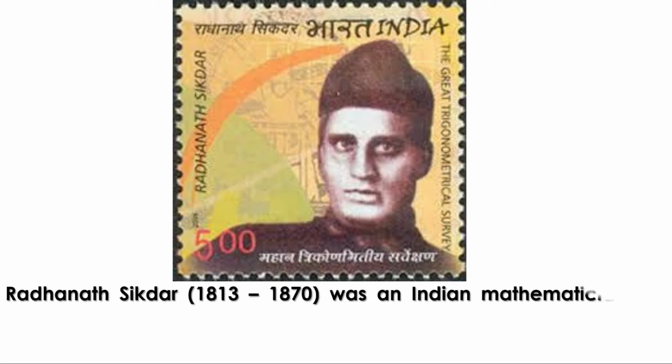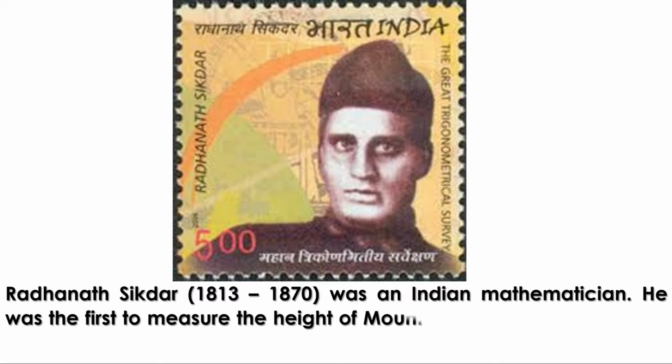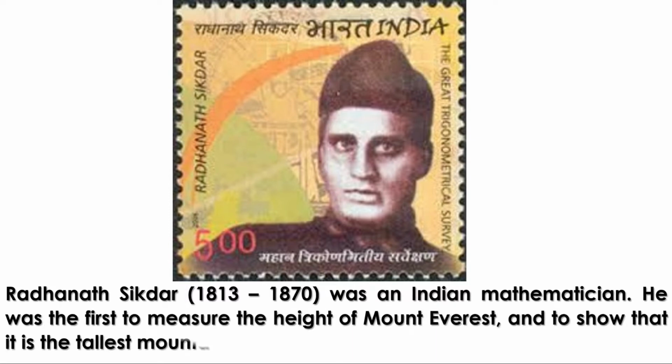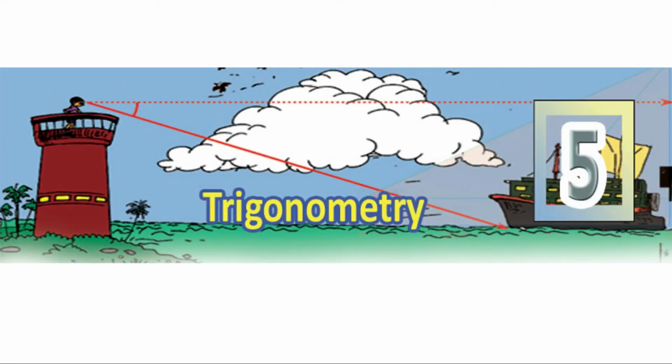Radhanath Sikdar was an Indian mathematician. He was the first to measure the height of Mount Everest and to show that it is the tallest mountain on earth. Today, we are going to learn a chapter which helps us to find the height of a mountain or a tree and the width of a river, etc. And the name of the chapter is Trigonometry.